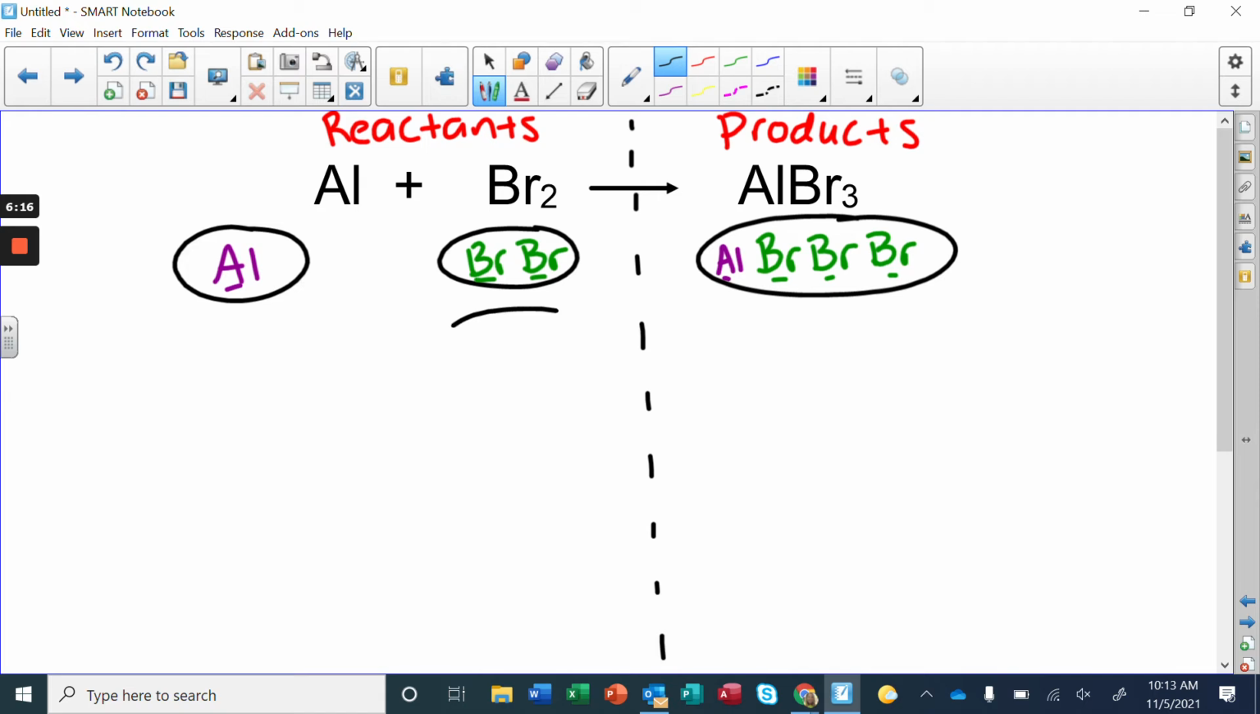So I'm going to add a bubble here, and I have BR and BR. And we count again. So on the reactant side, I have 1, 2, 3, 4, and on the product side, I have 1, 2, 3. This time, I have less bromine on the product side, so that is where I'm going to need to add a bubble. AL, 3 BRs.